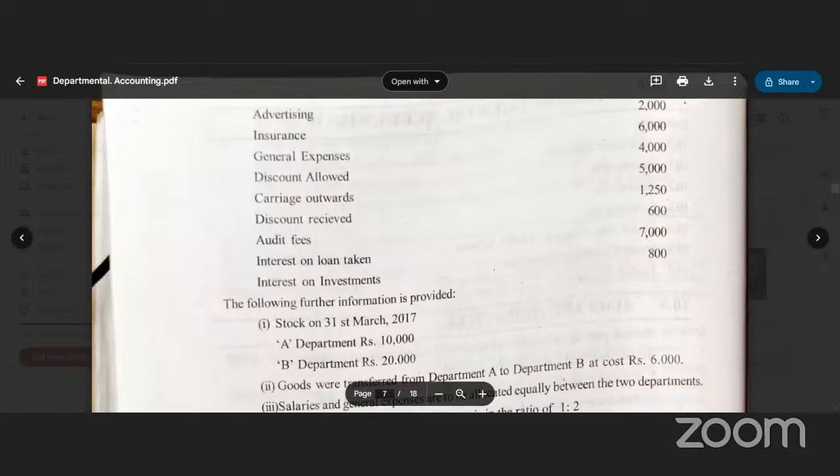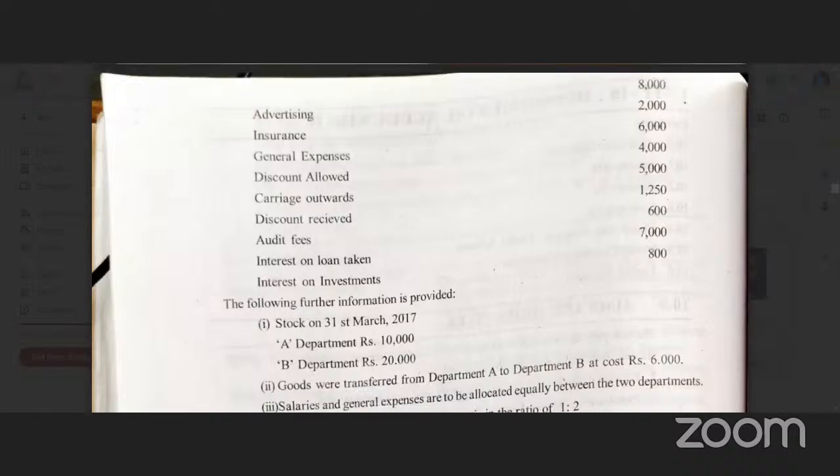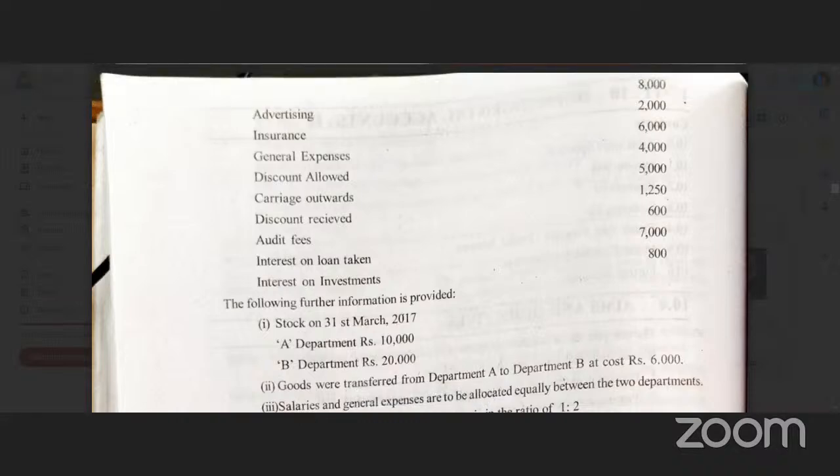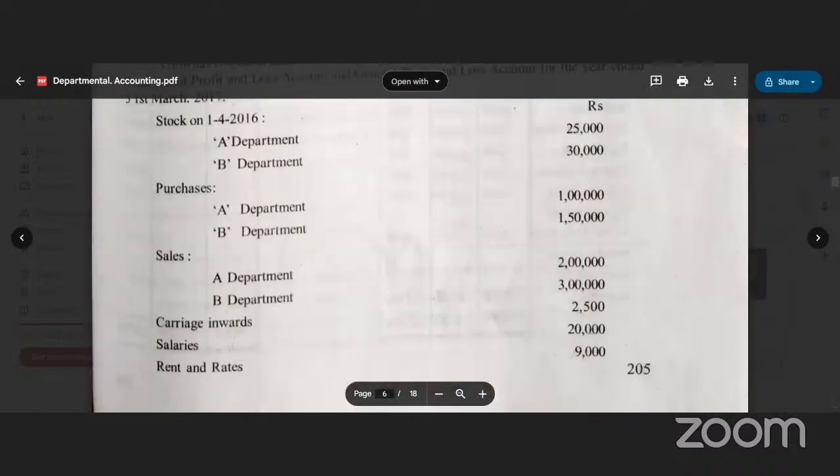Next one is discount allowed. On what basis do you calculate discount? To whom do you give the discount first of all? To buyers, that means our customers. When do you get the customers? When you sell, sales. Only when you sell will you get customers. When customers buy from us, you give the discount to encourage more purchases from us. So discount is related to the sales. So this discount allowed is to be allocated based on the sales of both the departments.